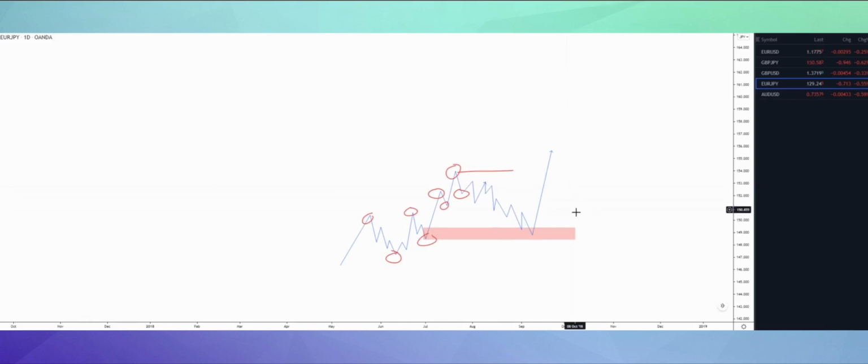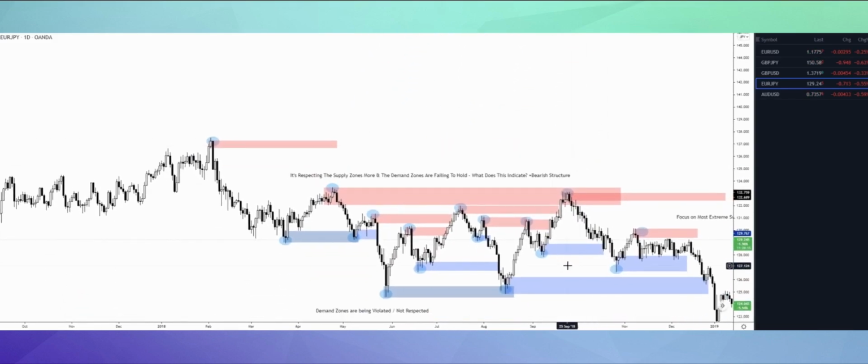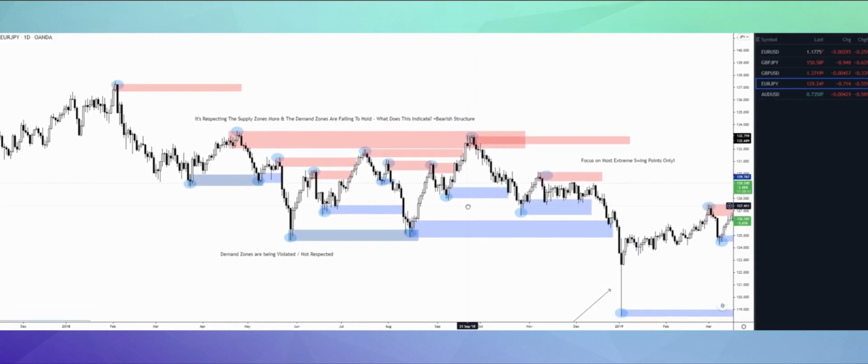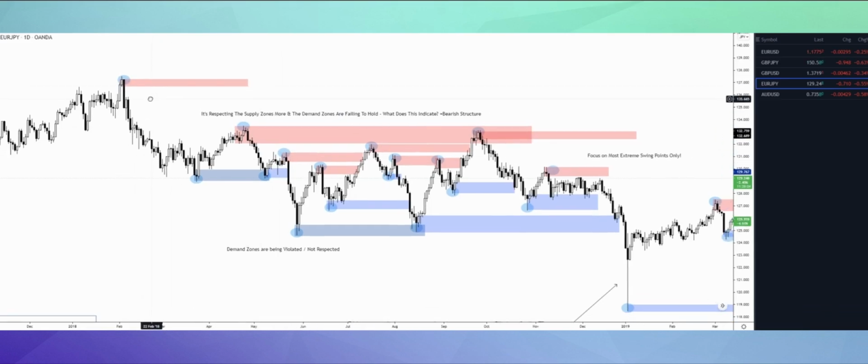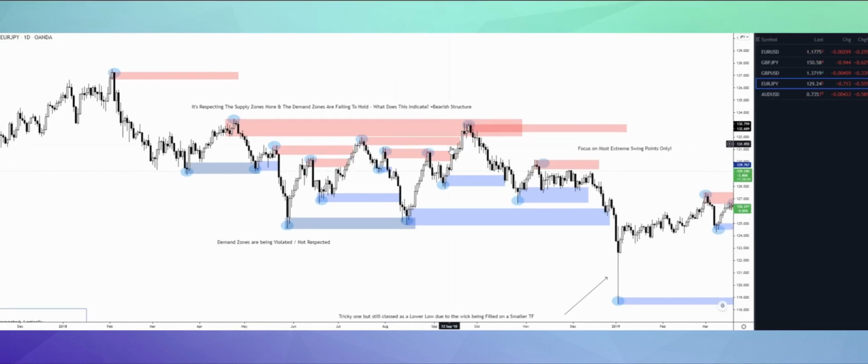I'll go obviously more into different examples. But if we just look here, I want to explain this. As you can see, I mapped out all the supply zones, so the ranges and the order blocks and the pivot points. If we just look at the supply zones, we can see here that they're overall being respected. And what we're seeing here is actually a very nice example.